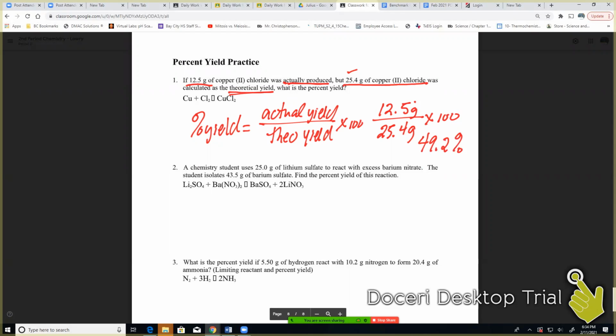So remember, when you're looking at percent yield, you're always finding the percent yield of a product. It doesn't make any sense to find the percent yield of a reactant. Also, remember your smaller number, actual, should be on the top, your larger number, theoretical, should be on the bottom. And sometimes you have to calculate the theoretical. So let's look at the worksheet for a couple more examples.